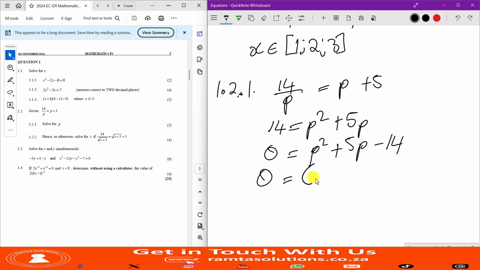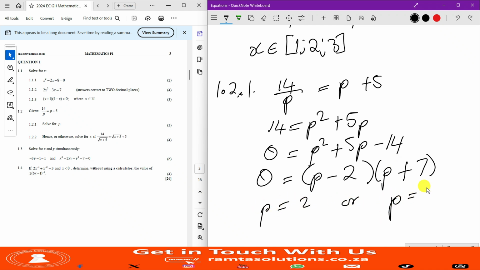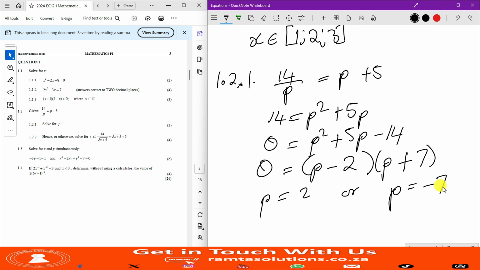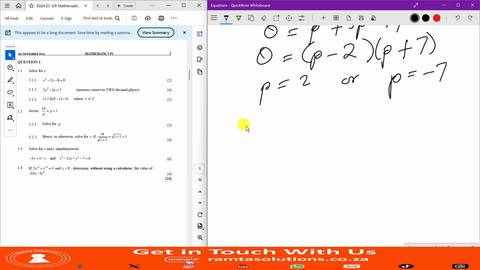Now we're looking for the product of the factors of 14. They are 1 and 14, 2 and 7. Let's try 2 and 7. As you can see, the constant is negative. We therefore need to make sure that the bigger factor takes the sign of the middle term. Which one is bigger? 7. It should be positive. And that's it. So here p equals 2 or p equals -7. Happy? Great.